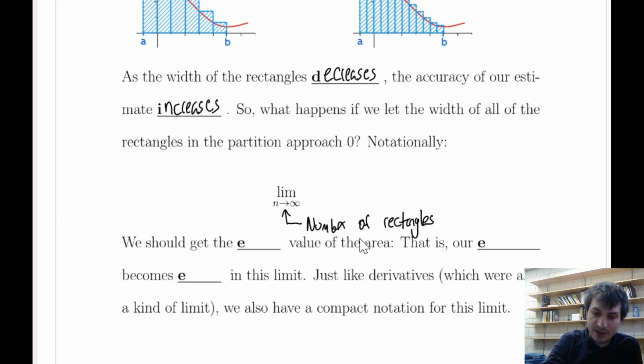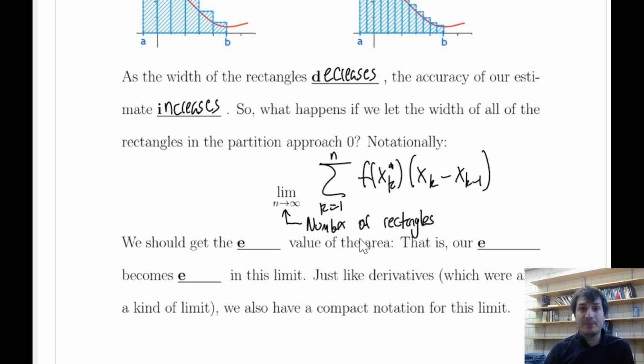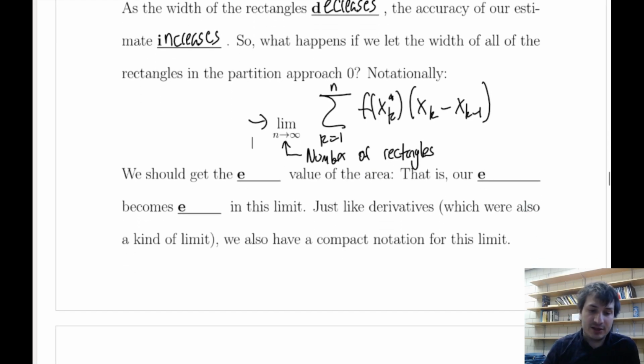And we're doing some kind of Riemann sum. So the formula for the Riemann sum is something like this: f of xk star times xk minus xk minus 1. Even though every single Riemann sum is off by a little bit, as you take the limit as n goes to infinity, the whole limit will approach the actual value of the area underneath. So we should get the exact value, not the approximate value.